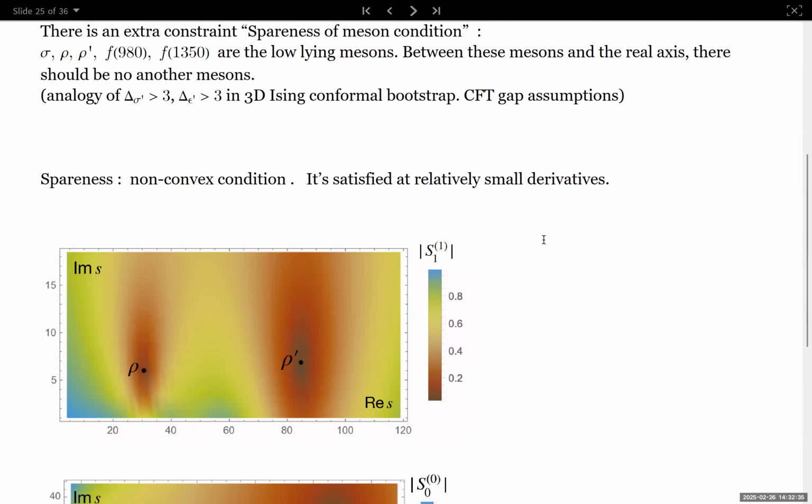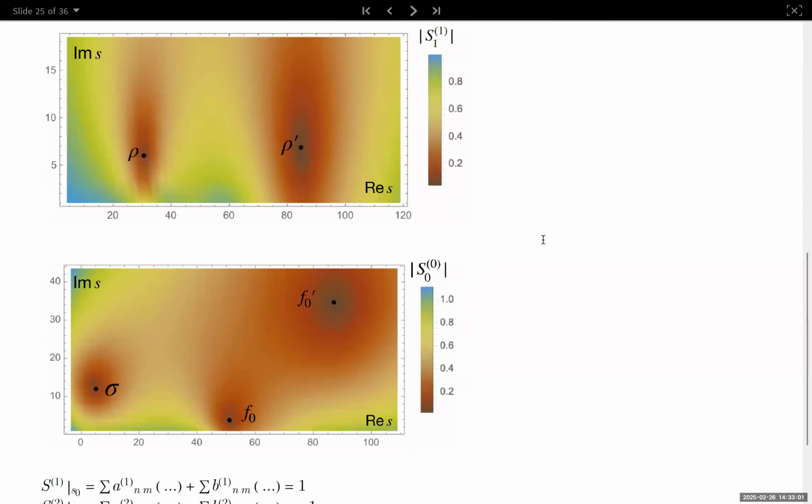So ideally, this condition is roughly the analog of the gap assumption in conformal bootstrap. In conformal bootstrap, we have to assume rho and sigma are the only relevant operators. Namely, the next operator has dimension larger than 3. So that's the sparseness of the relevant operators. But here, we should have some analog of that, which is the sparseness of the meson spectrum.